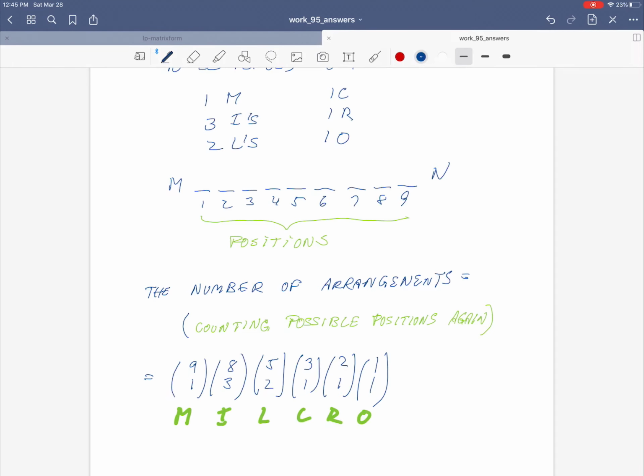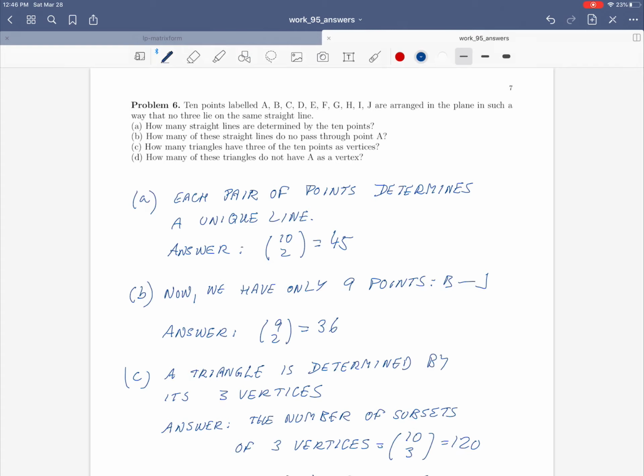Very good. So let us move to the last problem on the worksheet, problem number 6. It has a little bit of geometric flavor. So suppose we have 10 points labeled A through J, and they are placed in the plane such that no 3 of them are on the same line, and we are supposed to count for A. How many lines are determined by these 10 points? So what we need to realize is that each pair of points determines a unique line. So the answer is 10 choose 2, the number of pairs, which is 45.